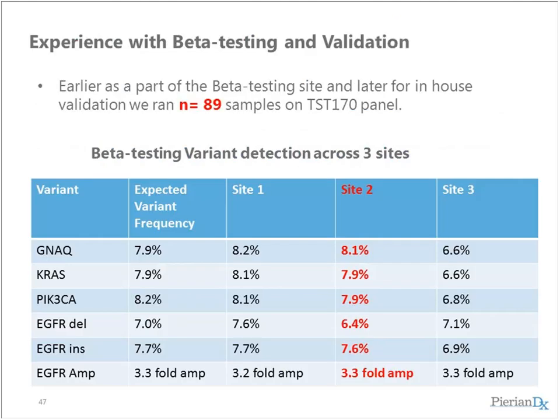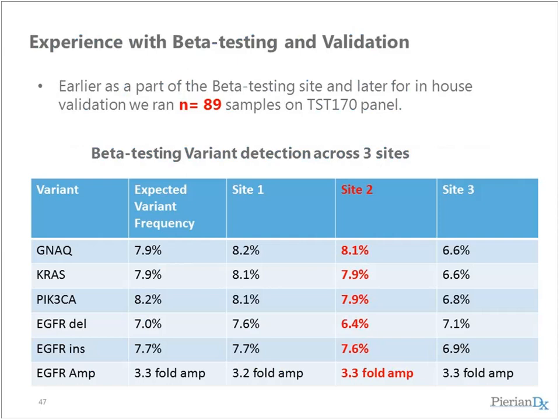So I'm going to share a couple of slides with our experience with TST-170, initially as a site for the beta testing and later as a validation. As of today, we have tested around 89 different samples on the TST-170 assay. I think 8 of those were for the beta testing. We're one of the 3 sites, and as you can see, I think most of this data is publicly available as a white paper, which can be downloaded there.